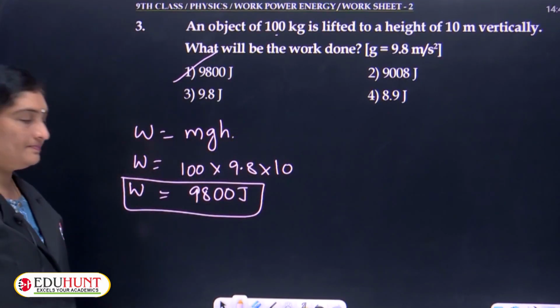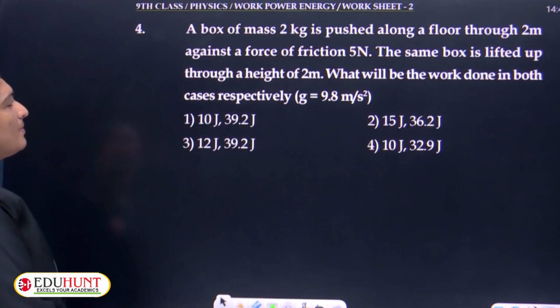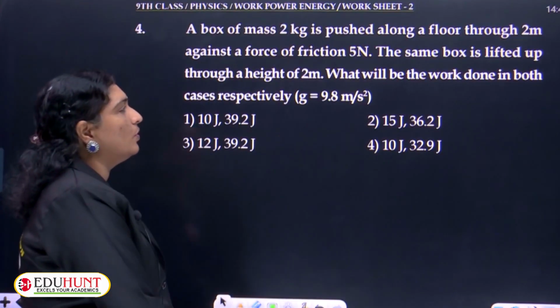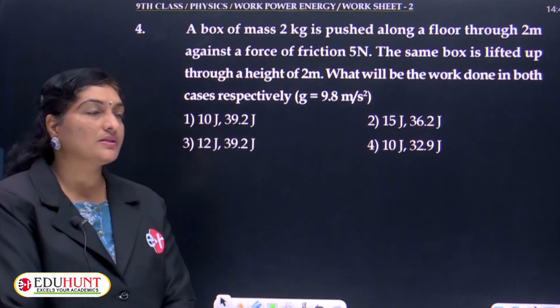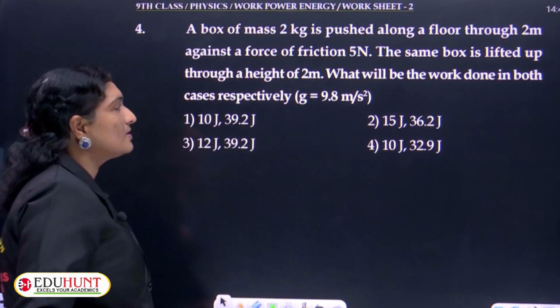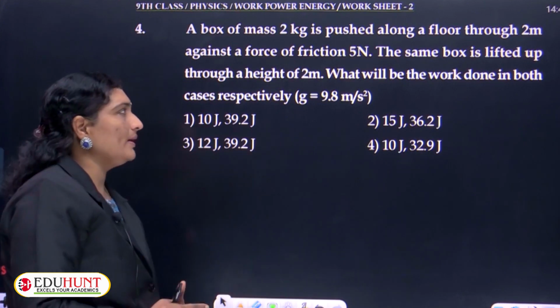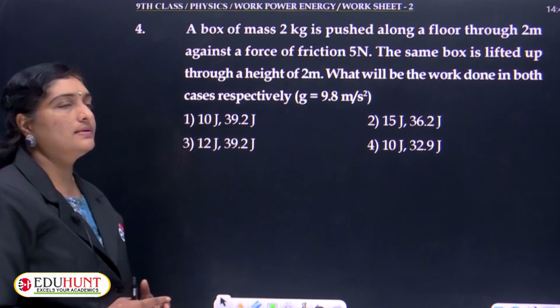So work done in lifting the object to a height of 10 meters is found to be 9800 joules. Fourth one: a box of mass 2 kg is pushed along a floor through 2 meters against a force of friction 5 Newton. What is the frictional force here? It is given as 5 Newton. The same box is lifted up through a height of 2 meters.